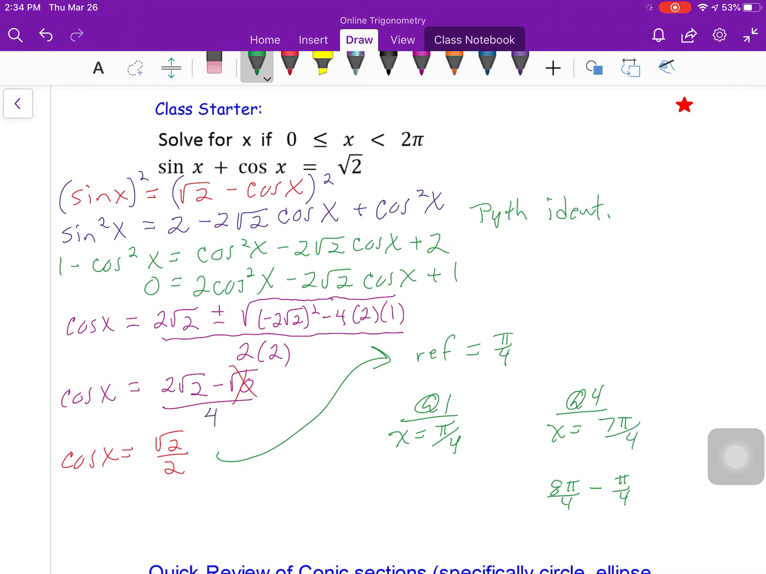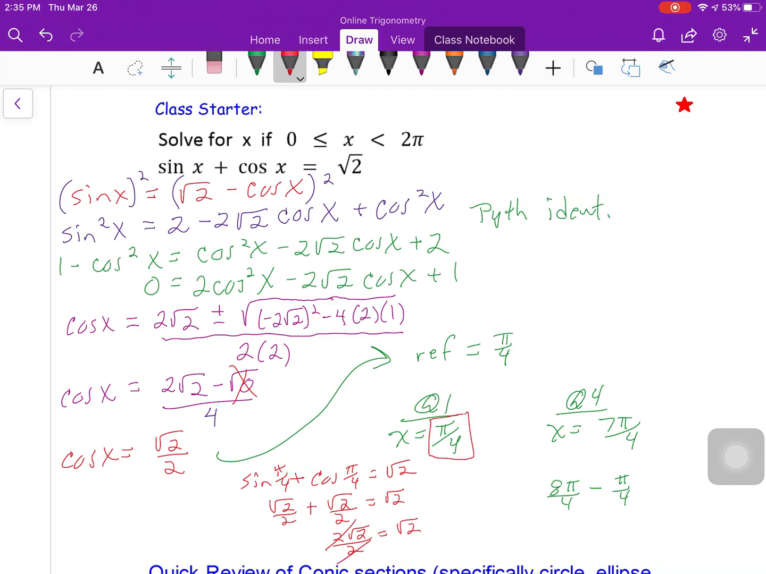Okay, but we have to remember that we're going to have to check. Now, in quadrant 1, both of them are positive. So if I was checking, I would have cosine of pi over 4 plus sine of pi over 4. And we're checking to see if that's going to be equal to square root of 2. Well, that's square root of 2 over 2 plus square root of 2 over 2. And that's 2 square roots of 2 over 2.